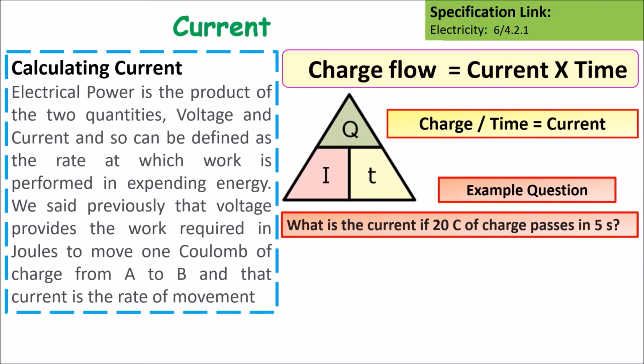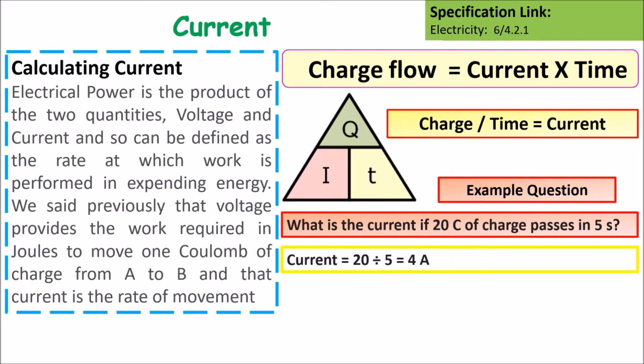Another example of an equation would be charge flow is equal to current times time. So if we rearrange that, charge divided by time gives us current. So if we've got something like 20 coulombs of charge passing in 5 seconds, what would the current be? It'd just be 20 divided by 5. So that would give us 4 amps.